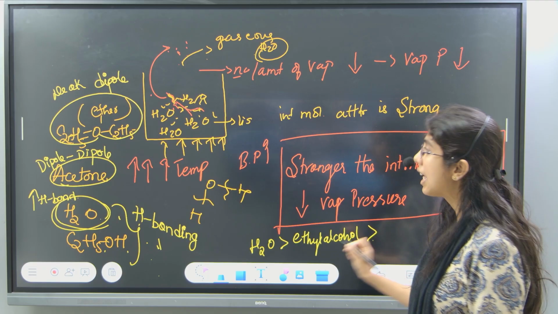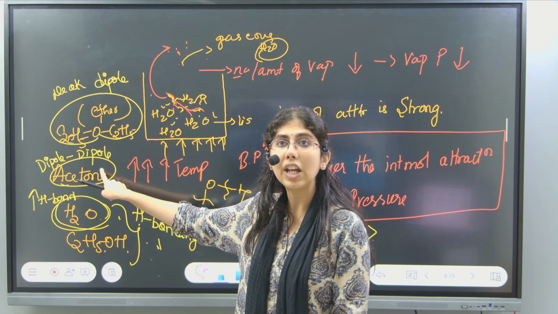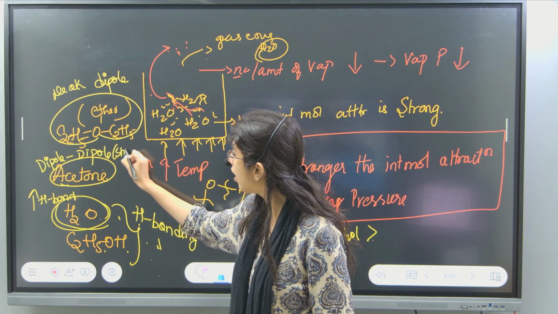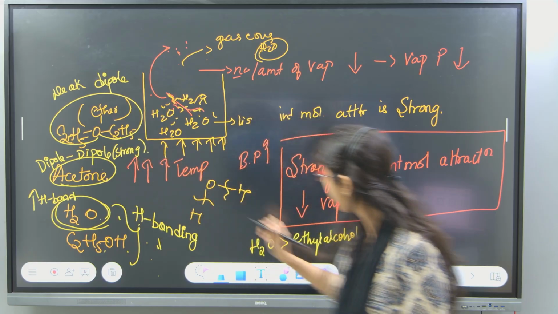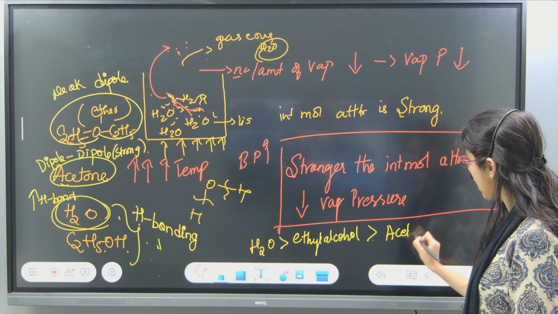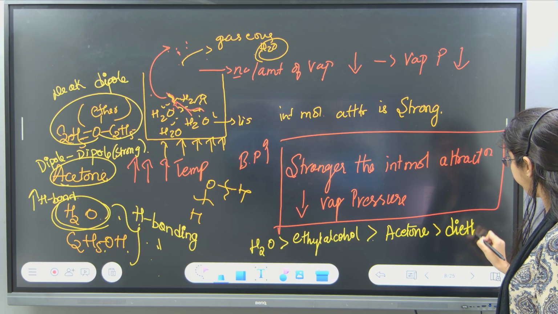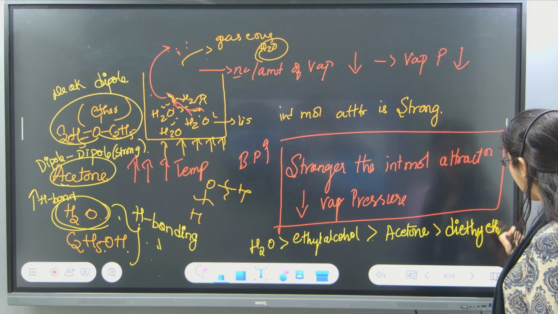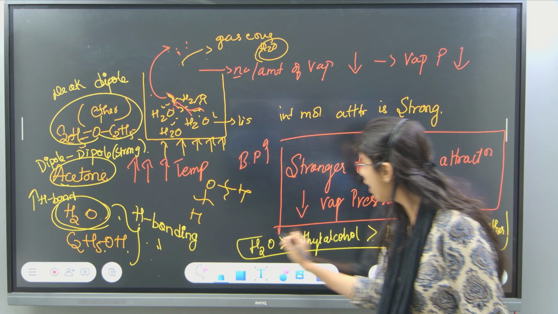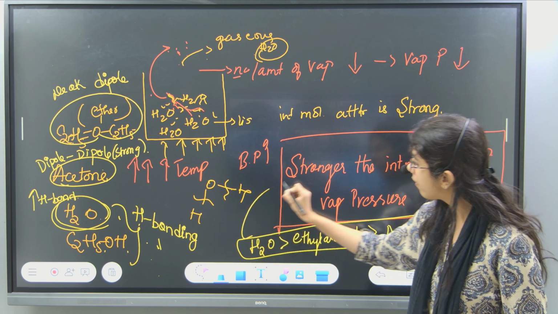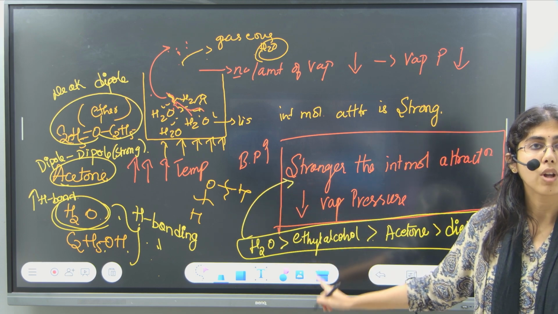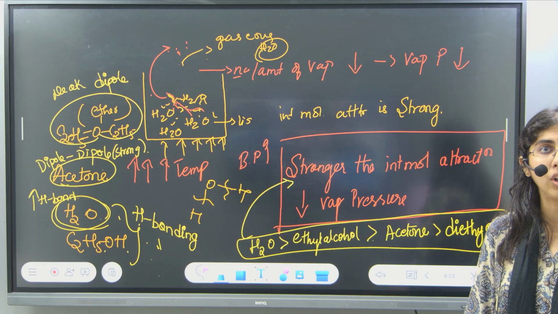then comes the dipole-dipole. In case of acetone, we see strong dipole. And in case of ether, we see weak dipole. Okay? So this is the order of strength of intermolecular forces.